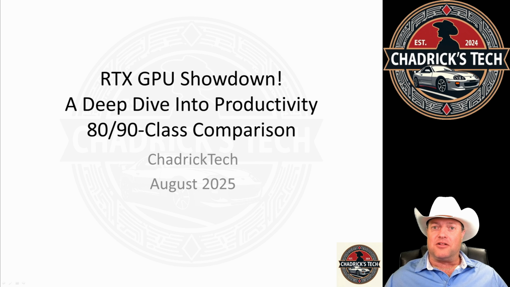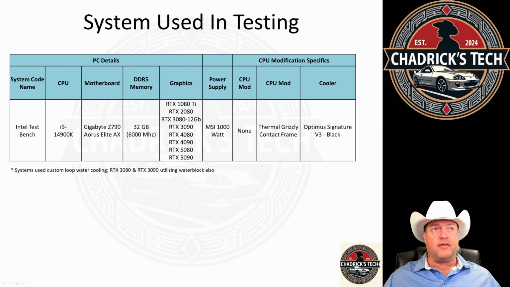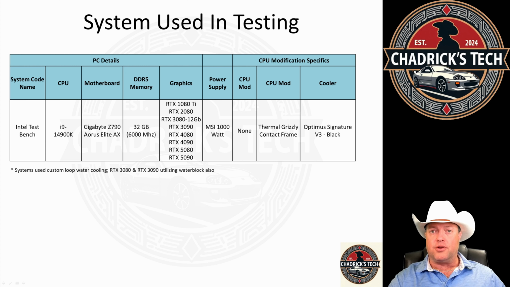Okay, welcome back to the channel. Let's get right into this dual class review, the 80 and 90 class comparison. This is the summary of the deep dive into productivity between these two classes of cards. This is going to focus on one test bench, the Intel bench. We're going to put all the 80 and 90 class cards in here, from the 1080 Ti all the way down to the 5090.